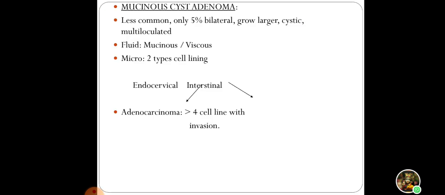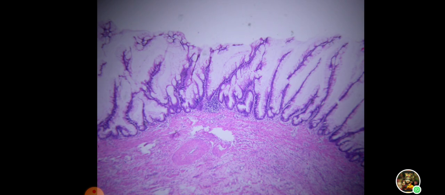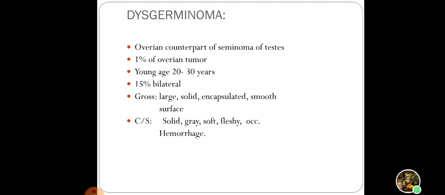Second one is the mucinous cystadenoma, which is less common, only 5% bilateral, grows larger, cystic, and multiloculated. Fluid is mucinous and viscous. Microscopically, there are two types of cell lining: endocervical and intestinal. Adenocarcinoma shows more cell lining with invasion. This is the slide of the mucinous cystadenoma.